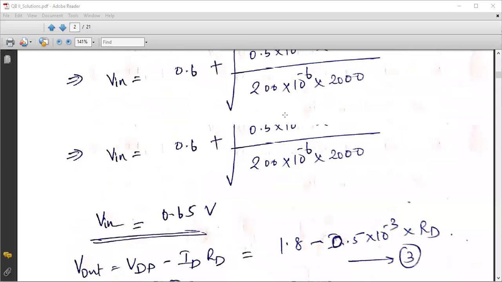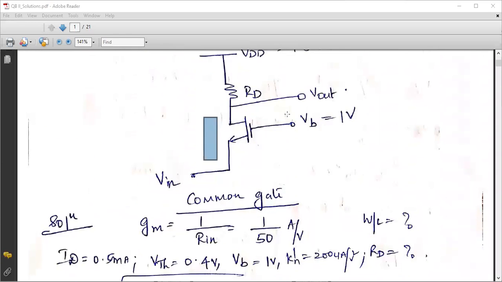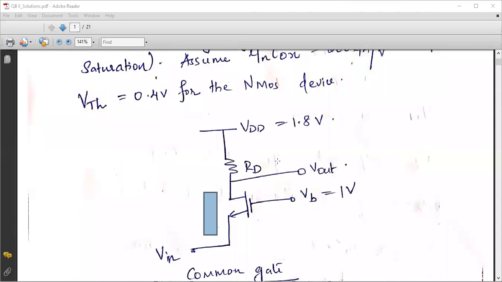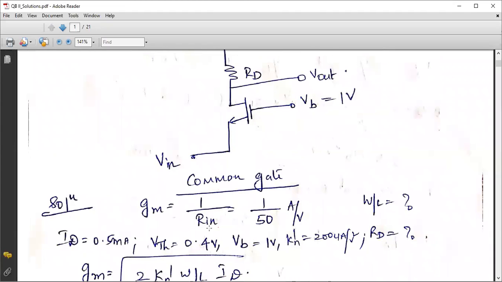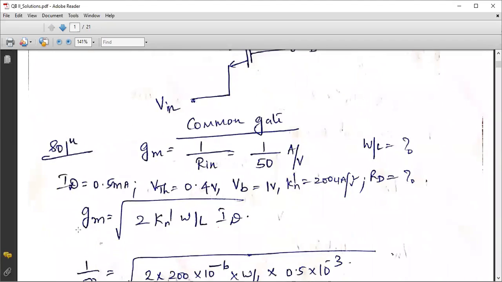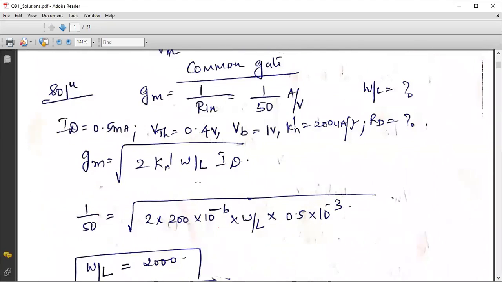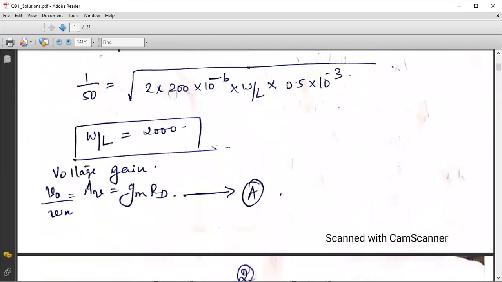So that's all with the first question. So I repeat, what are the steps? You have a circuit diagram. From the circuit diagram, you need to understand that this is a common gate configuration. And once you have the Rn value given in the question, you can find gm very easily just by taking the reciprocal. Then by making use of this equation, you need to find the aspect ratio. After that, you have to find the voltage gain, right? You need to find RD. For that, you need to find the voltage gain.